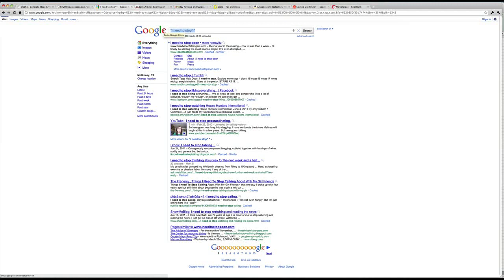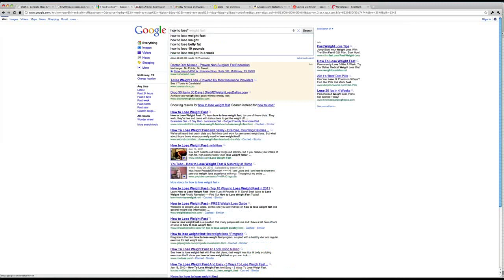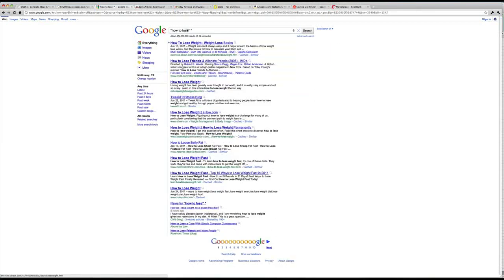For example, how to lose blank, right? How to lose. And then if we put a star here, it's going to give us the wild card. And you can see quick right there that it has weight fast, how to lose belly fat, how to lose 10 pounds, how to lose weight in a week. And then also when we search for it in the search results, there is additional information in here.